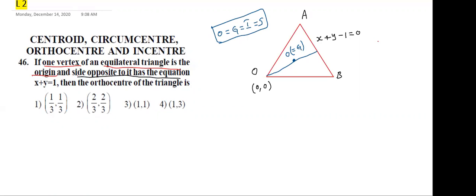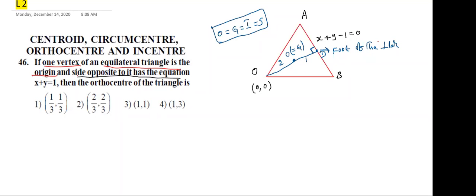The centroid divides the median in the ratio 2:1. For the orthocenter, one more condition is there. This is the altitude. Altitude means we will say that it is the foot of the perpendicular. Yes or no? Foot of the perpendicular. So finally, first we need to find the foot of the perpendicular. Then the centroid divides O and this, which I am taking as D, in the ratio 2:1. On that basis, we will get the answer easily.